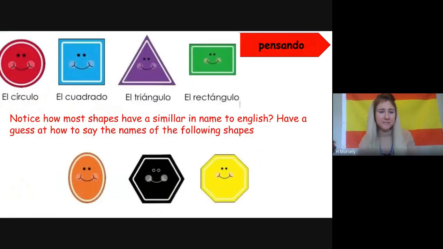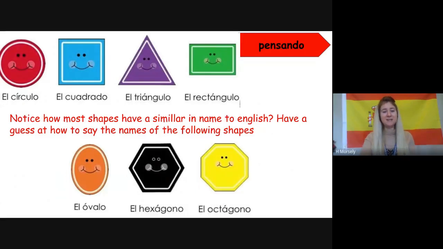Okay, another thinking task. It says, notice how most shapes have a similar name in English. Okay, so the Spanish and the English are quite similar. Have a guess at how to say the names of the following shapes. Now remember, I haven't told you the names of these shapes. Okay, I can tell you in English that you can see an oval, a hexagon, and an octagon. Have a guess. Okay, I'm not expecting you to know the answer, but I'd like you to have a guess. So have a think about what you already know from looking at the shapes at the top, how similar they are to English, and see if you can have a guess at how you would say these words in Spanish.